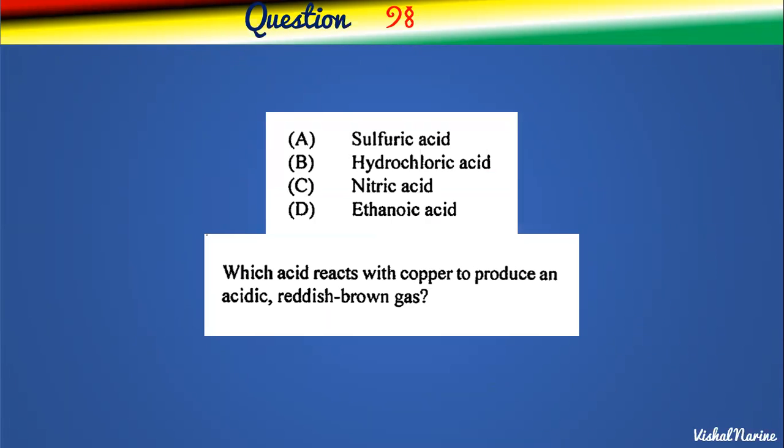98. Using the same options again. Which acid reacts with copper to produce an acidic reddish brown gas? So that gas we're talking about is nitrogen dioxide. So the answer there is going to be nitric acid, C.